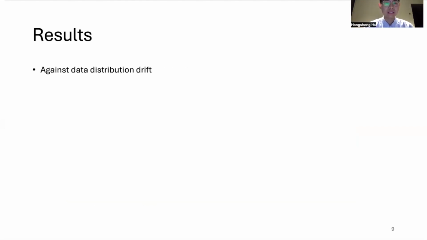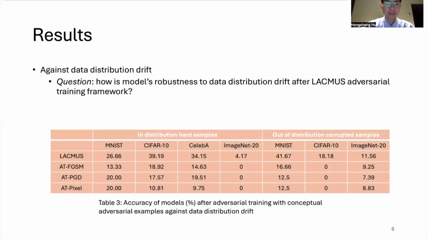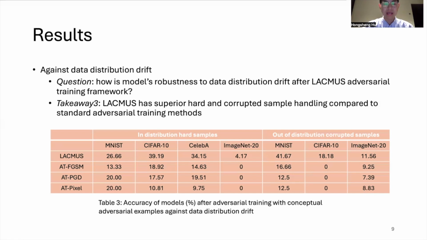The third experiment investigates the model performance against data distribution drift. We asked the question, how robust is the model to data distribution drift after the LACMUS adversarial training framework? We provide Table 3, the accuracy of the model after adversarial training with conceptual adversarial examples against data distribution drift. We test two kinds of distribution drift. One is in-distribution hard samples, which means the samples are in the data distribution, but they are very difficult to recognize. The other is out-of-distribution corrupted samples. The takeaway here is LACMUS has a stronger ability in handling hard and corrupted samples compared to the standard adversarial training method.